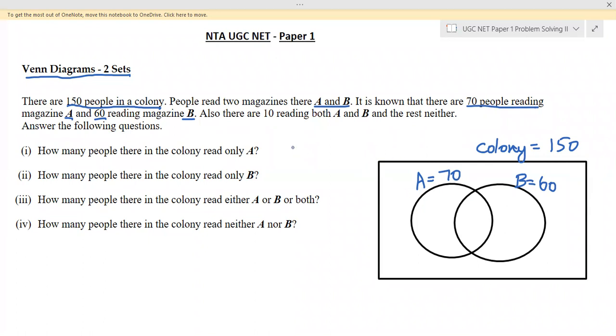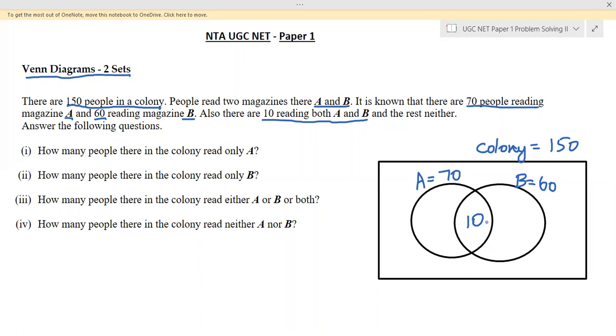Continuing the question, there are 10 people reading both A and B. Where should I record the 10? It's very simple to understand. The 10 will come here in this common region. This set is for magazine A, and this set is for magazine B, and there is an overlapping region, a common region between them. Here is where we have to note down the 10. Now this is the clear structure of a Venn diagram.